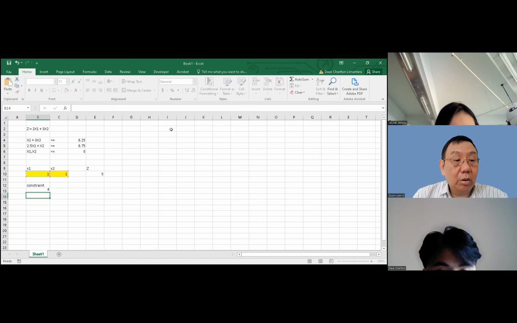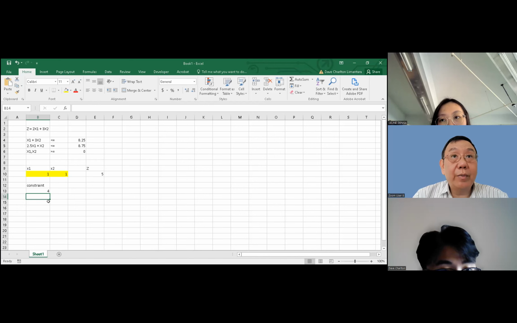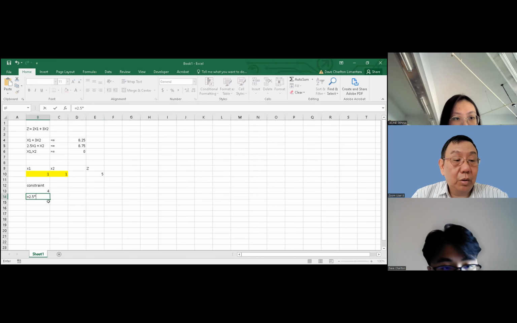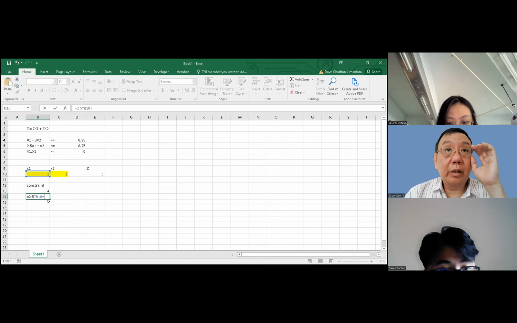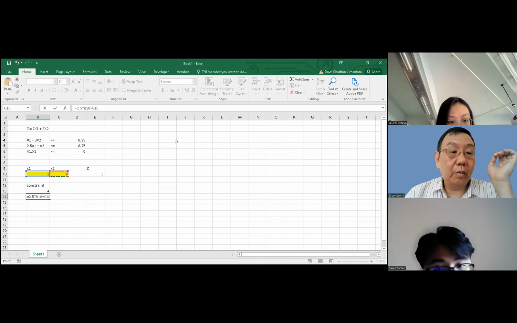Enter. Okay. And then the second one is what? 2.5 multiplied by x1, multiplied, not divide. Yeah. And then plus x2. Okay, enter.